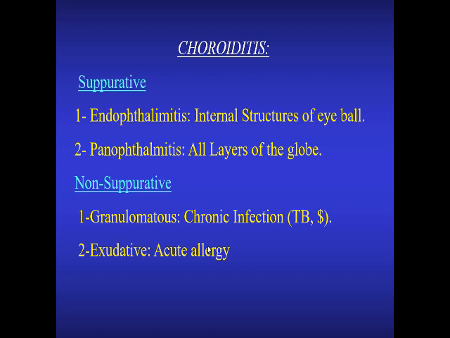What about inflammation of the posterior part, which is called choroiditis, or inflammation of the choroid? It may be either suppurative or non-suppurative. The suppurative includes endophthalmitis, which includes inflammation of the internal structure of the eye, or panophthalmitis, which includes inflammation of all layers of the globe. Non-suppurative can be classified into granulomatous or exudative. Granulomatous is due to chronic infection such as TB or syphilis. Exudative is due to acute allergy.